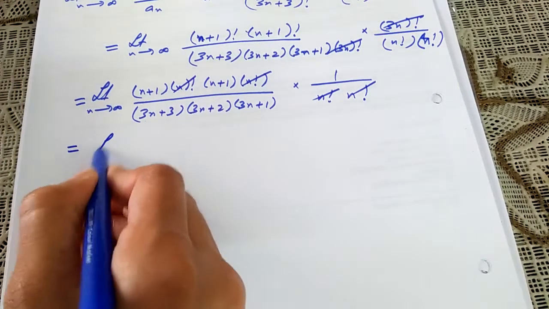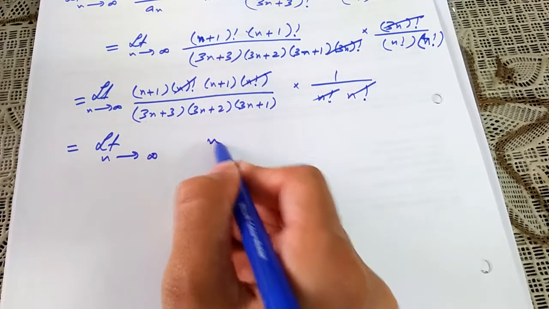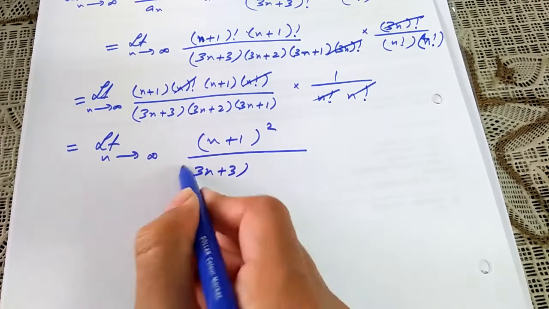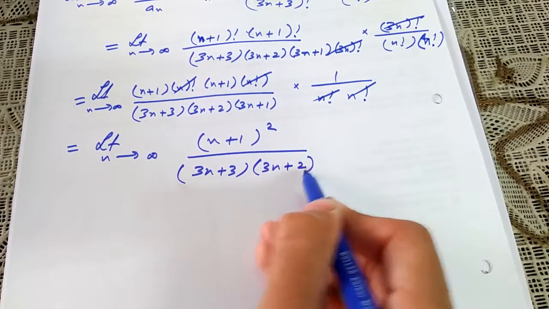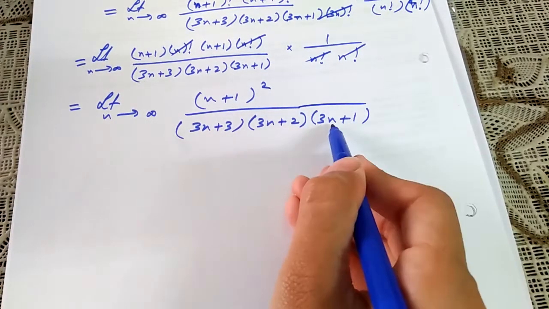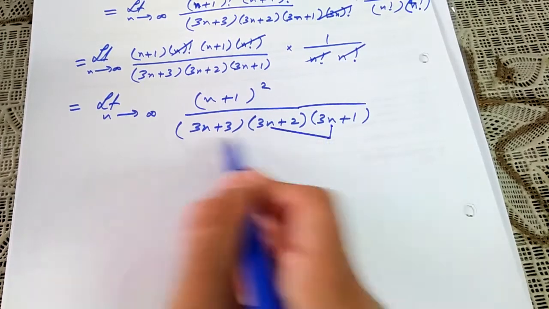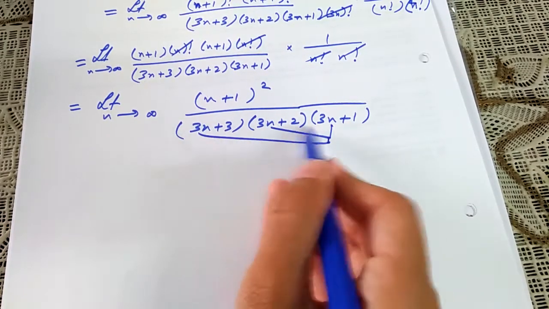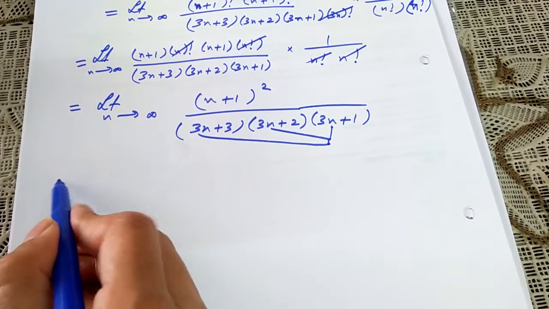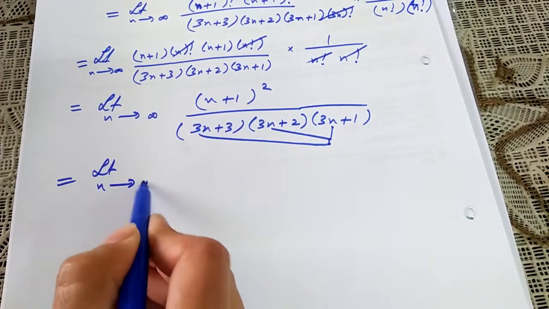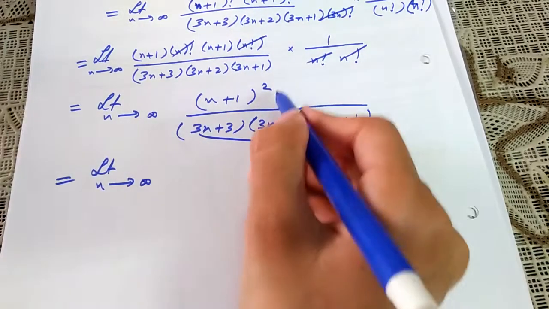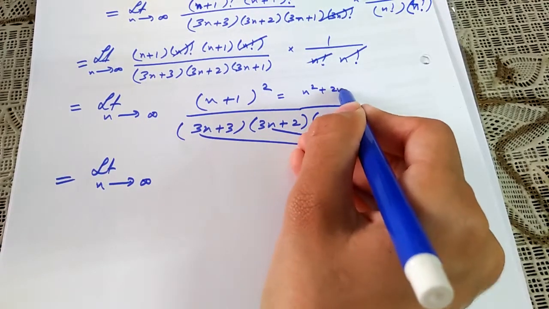So we will be left with limit n approaches infinity, (n+1) whole square divided by (3n+3) into (3n+2) into (3n+1). Now we have three factors of n multiplying with each other, so the highest power here is n cube, so I can take n cube common. Just open this (n+1) whole square, this will be equal to n square plus 2n plus 1.